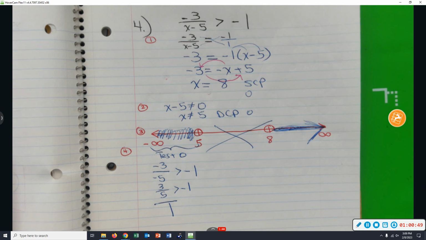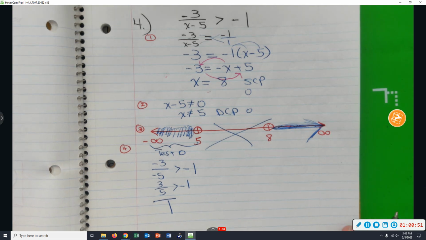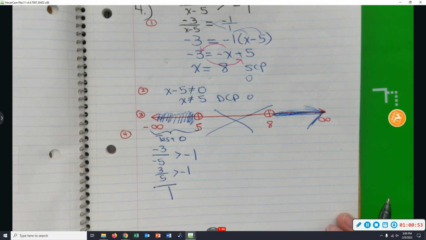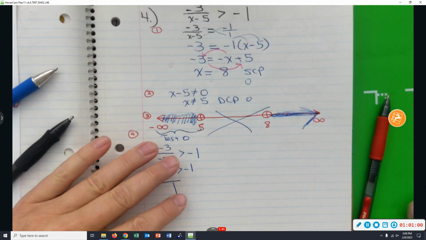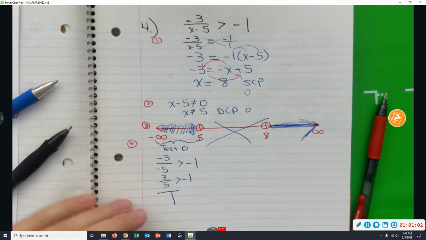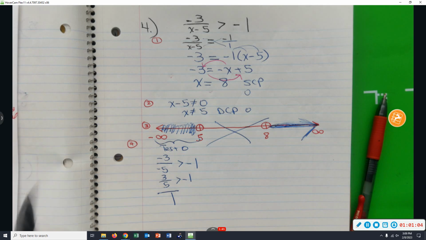Oh, fifth and final step, I have to write it using interval notation. So maybe I need to lift this up a little bit, like that. There, right up there. Okay, I'll write it right out here.